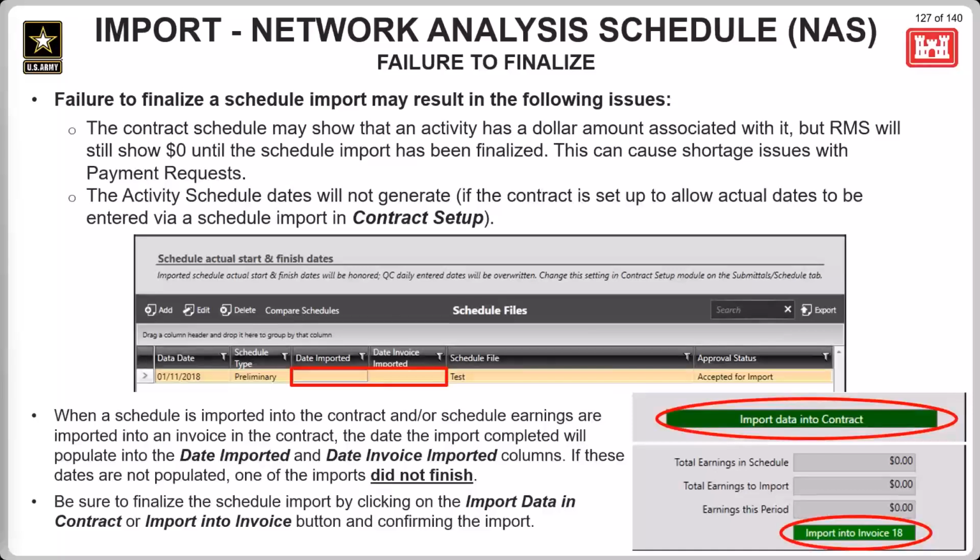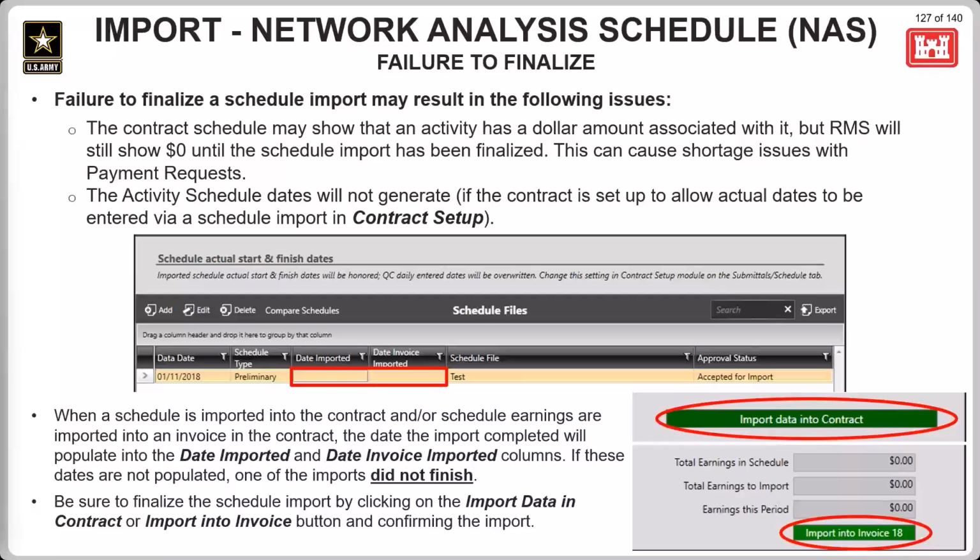Okay, and so now let's look at the failure to finalize an import. If an import is not finalized, these issues may occur as a result. The contract schedule may show an activity has a dollar amount associated with it, but in RMS, it's still going to show $0 until the schedule import has been finalized. If it doesn't get finalized, this can cause shortage issues with payment requests.